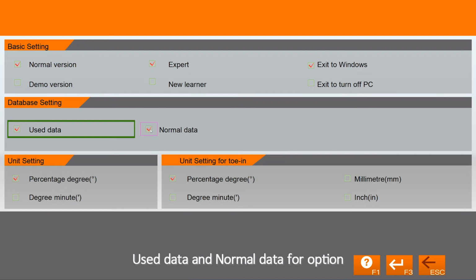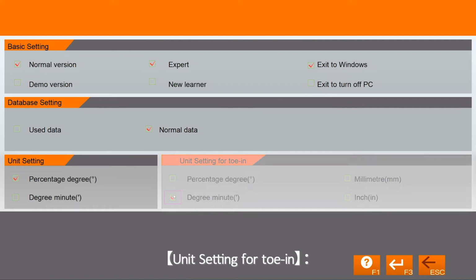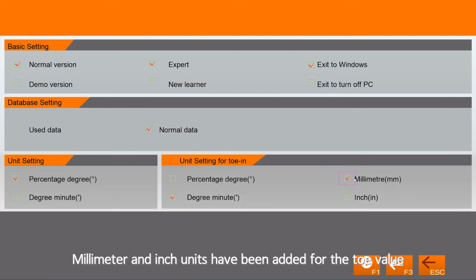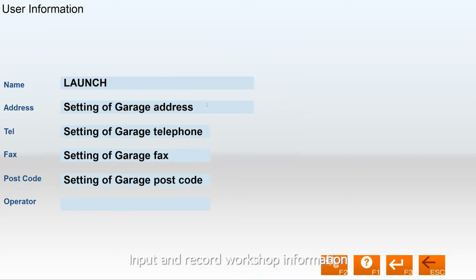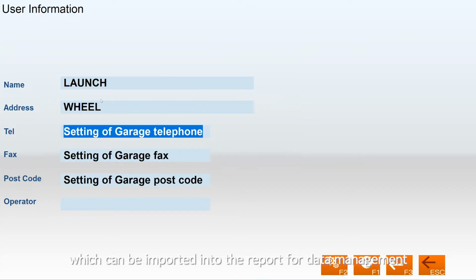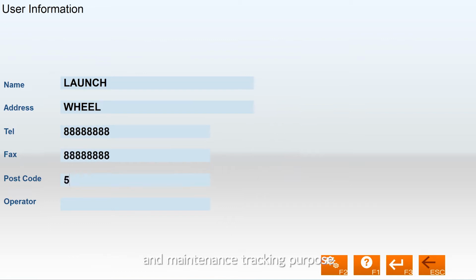Database setting. Use the data and normal data for option. Unit setting. You can choose either the percentage or degree as the data display unit. Unit setting for toe-in. Millimeter and inch units have been added for the toe value. User information. Input and record workshop information, which can be imported into the report for data management and maintenance tracking purpose.